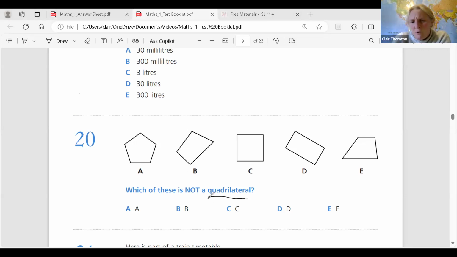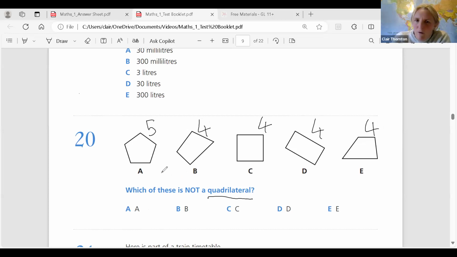Now, if I can't remember what a quadrilateral is, let's have a look at the shapes. Let's see what's different about them. Well, a quadrilateral can't be something that's not straight sides. They've all got straight sides. Let me see if there's anything else about them. Okay, I'm going to count the lengths of the sides and see if that helps me. I've got 5 here, 4 here, 4 here, 4 here. 1, 2, 3, 4 there.